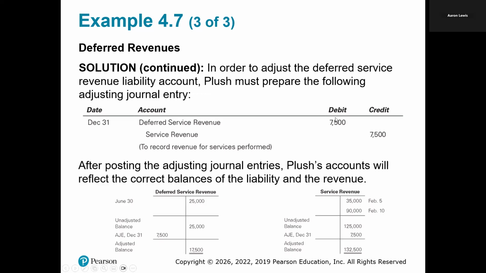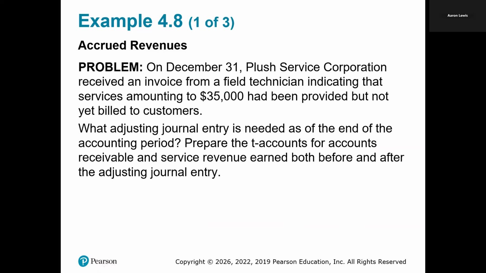This is still a liability. Liabilities decrease on the debit side. This is a revenue account. Revenues increase on the credit side. So this is decreasing our liability and increasing our recognized revenue in a journal entry. And now we owe them $25,000 worth of work. We just did 7,500. Now our books will show we only owe them another 17,500 on this contract.